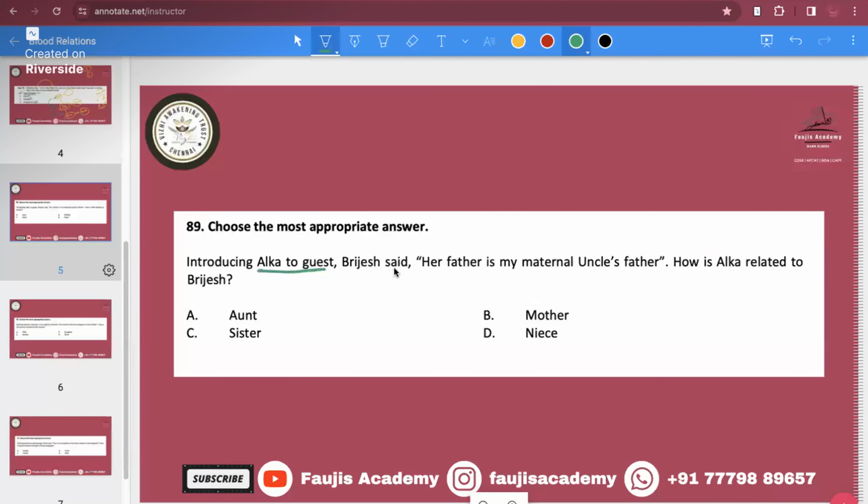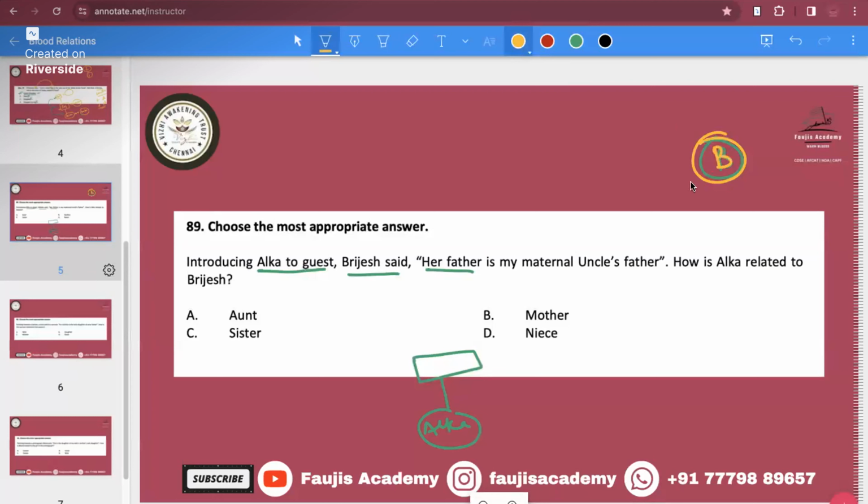Introducing Alka to a guest. Brijesh said her father, her father is my maternal uncle's father. Option B, sir. Option B. Okay, we'll evaluate that. One moment. We'll solve it.